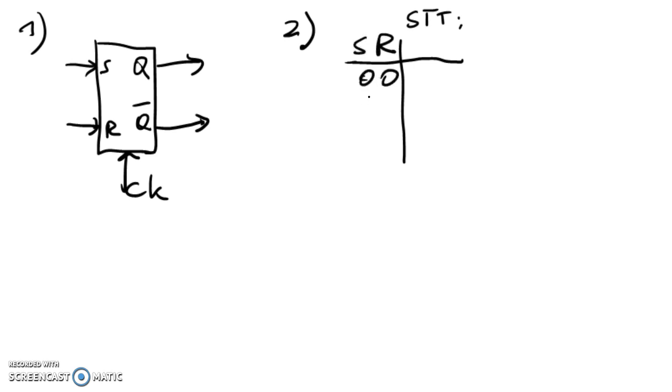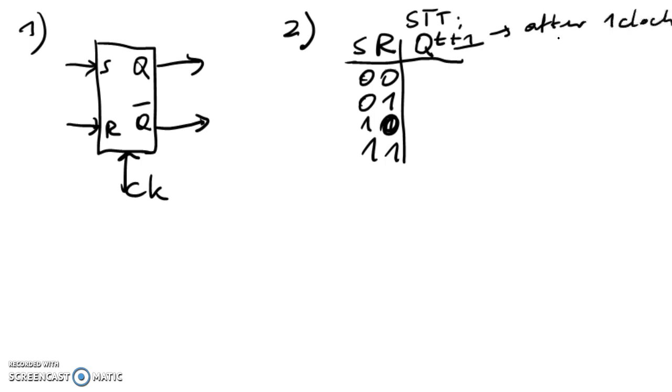You've got only two inputs. The clock input is not present in the STT, and you should put Q of t plus 1. What does plus 1 mean? After one clock impulse, after the next clock, after the change has occurred, so after it was allowed to operate and wasn't blocked by the clock.